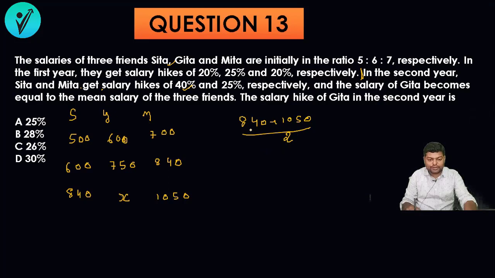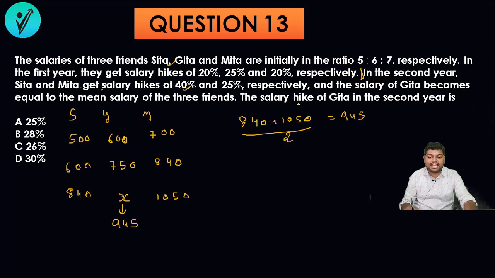So 840, how much is extra? 160, and 210 is extra, so 105 we have to add. So it will be 945. The mean salary of all three will be 945. It means the value for Geeta is 945. The mean of all the salaries is 945.